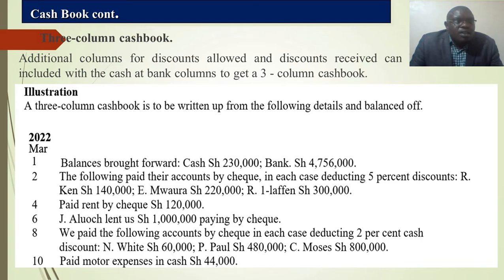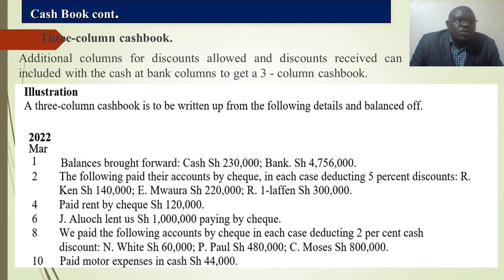Then on 4th, the business paid rent by check 120,000 Kenya shillings. On 6th, J. Aluoch lent the business 1 million shillings by check. On 8th, the business paid the following accounts by check after deducting a 2% cash discount. N. White 60,000, P. Paul 408,000 Kenya shillings, C. Moses 800,000 Kenya shillings. C. Moses is the last supplier who is paid.